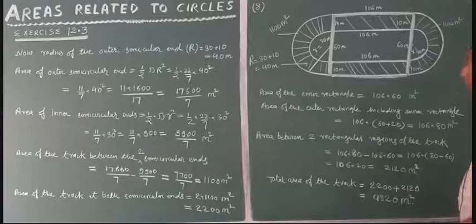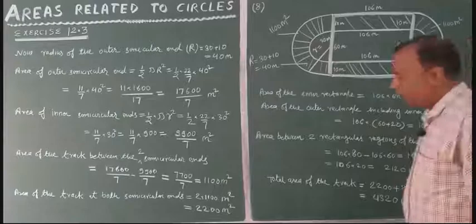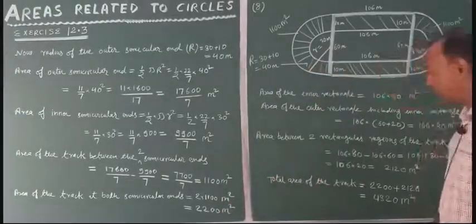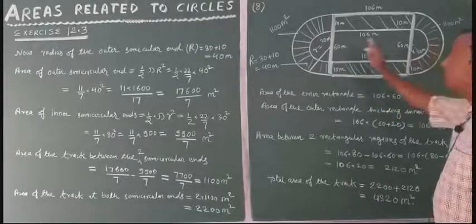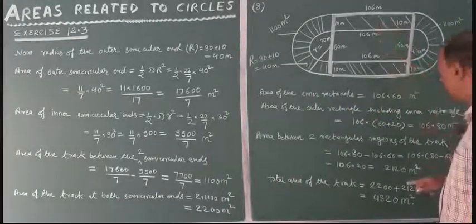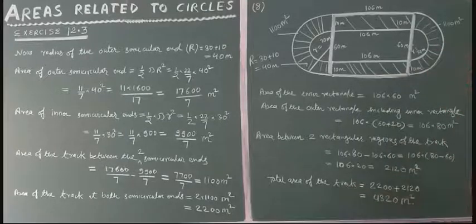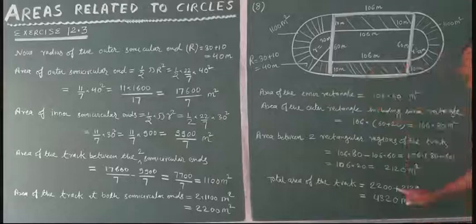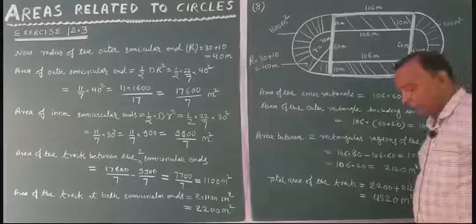2120. And what was the area of this semicircular ends? This 1100 plus this 1100, which was 2200 meter square. So therefore total area of the track will be this 1100 plus 1100, that is 2200, plus this one, how much? 2120 meter square. So what will be the total area of the track? That will be 2200 meter square plus 2120 meter square. When you will add them, you will get 4320 meter square.